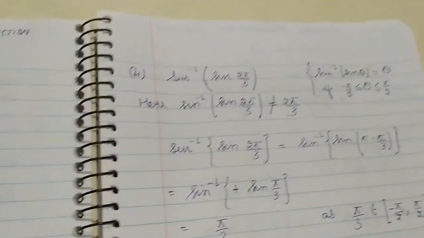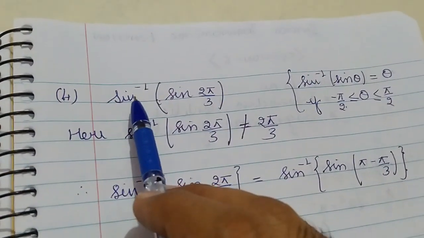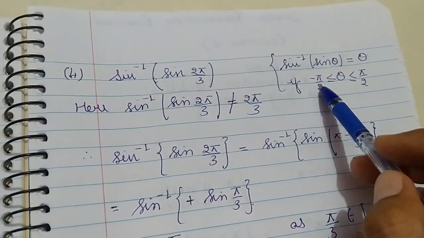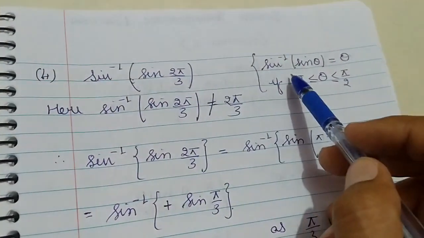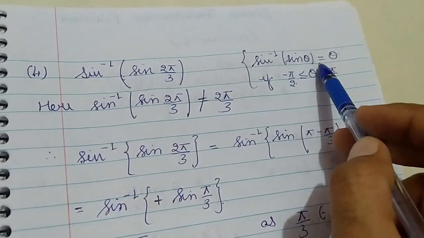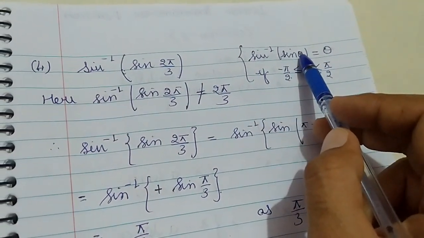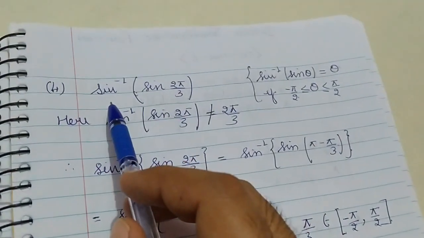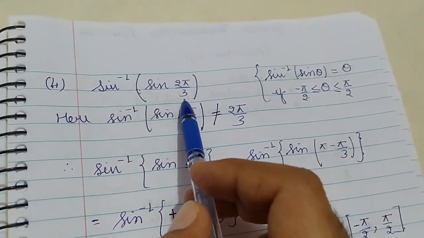Now some questions based on the range of the inverse trigonometric functions. This is the question of sine inverse function, and we know that the range of sine inverse function is minus pi by 2 to pi by 2 in closed interval. And we also know that sine inverse of sine theta is equal to theta if theta is an element of the range of the sine inverse function. Now in this question we have to find out the value of sine inverse of sine 2 pi by 3.